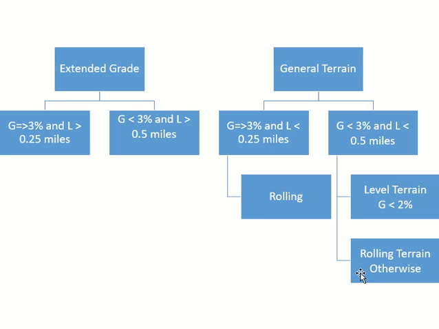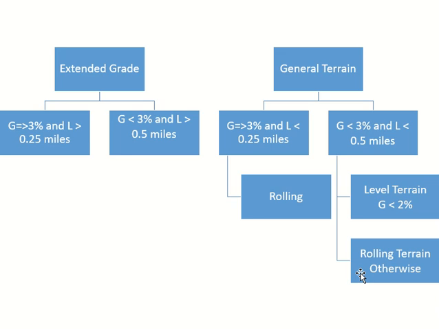So for example, the gradient is, let's say, 2%. So 2% means I'm not satisfying the first condition, right? I'm satisfying the other condition. But in order to satisfy it, I must know the length as well. If the gradient is 2%, then for it to be called extended grade, the length must be more than 0.5 miles. Okay, clear?